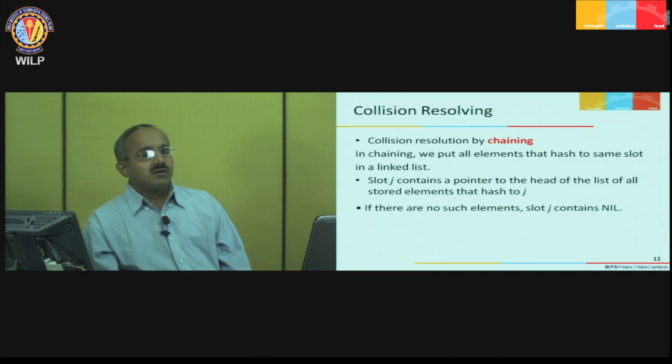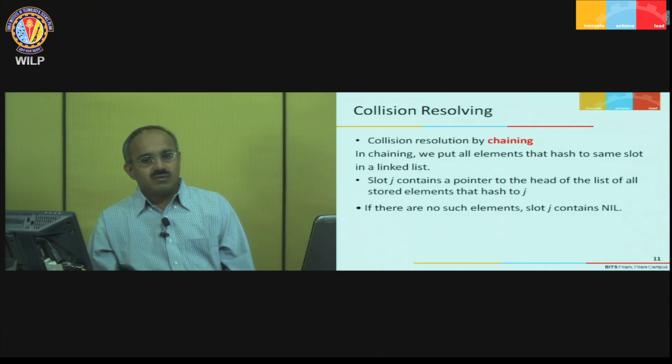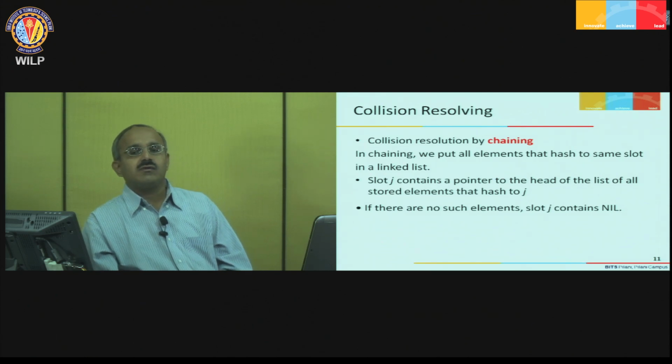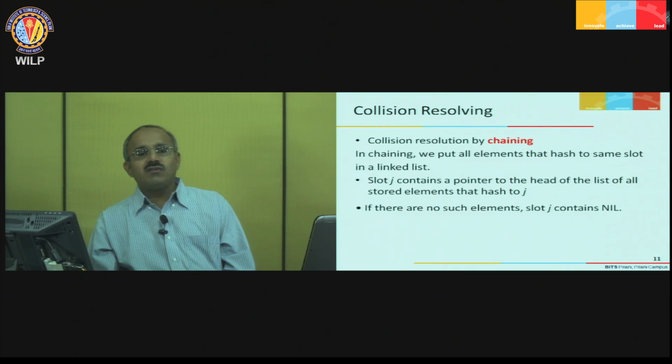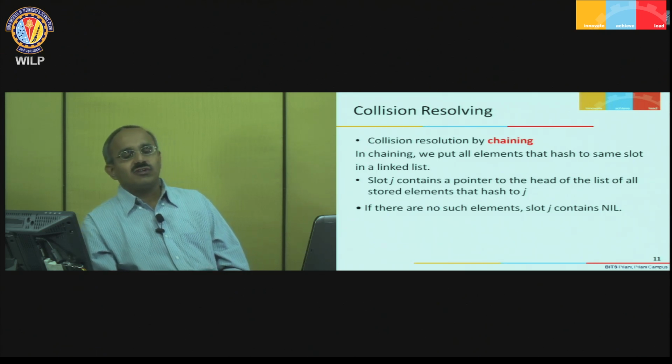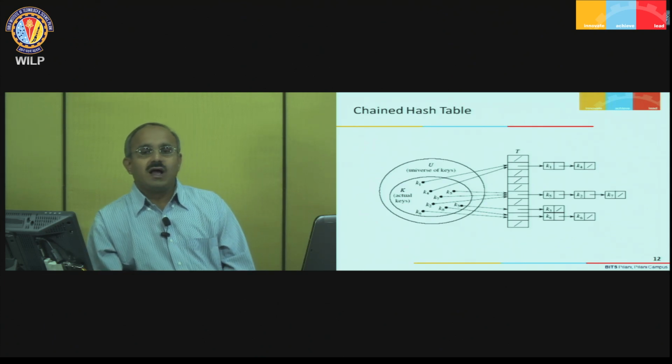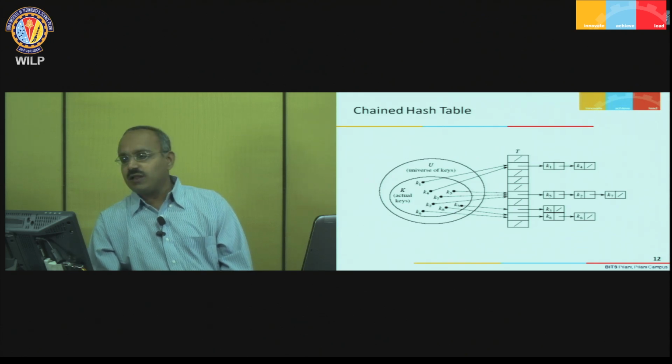So, your table will still have m slots, which is 0 to m minus 1. Each slot will have a pointer which will head to the list of all stored elements that hash to that slot. Again, if there are no such elements, your slot j contains a nil node or a null node. So, this is an example of a hash table where collision is resolved using chaining.